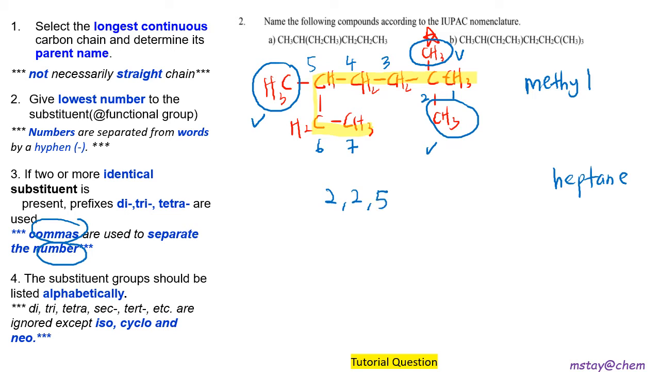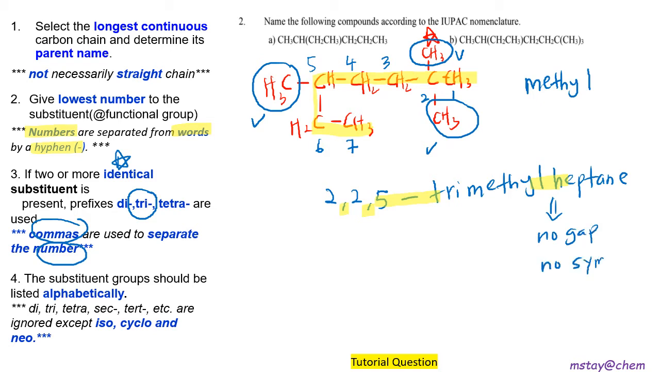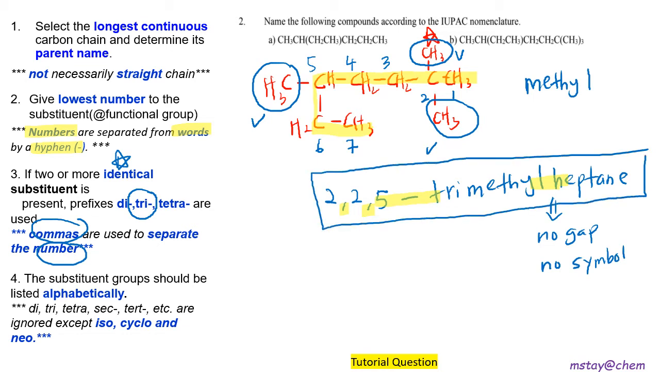Altogether we have 3 methyl, so we use the prefix tri, because there are identical substituents. So trimethyl heptane. If you still remember, between number and words we separate by hyphen. Number and numbers use a comma. Here there is supposedly no gap, and also no other symbol. So this is the name for the compound: 2,2,5-trimethylheptane.